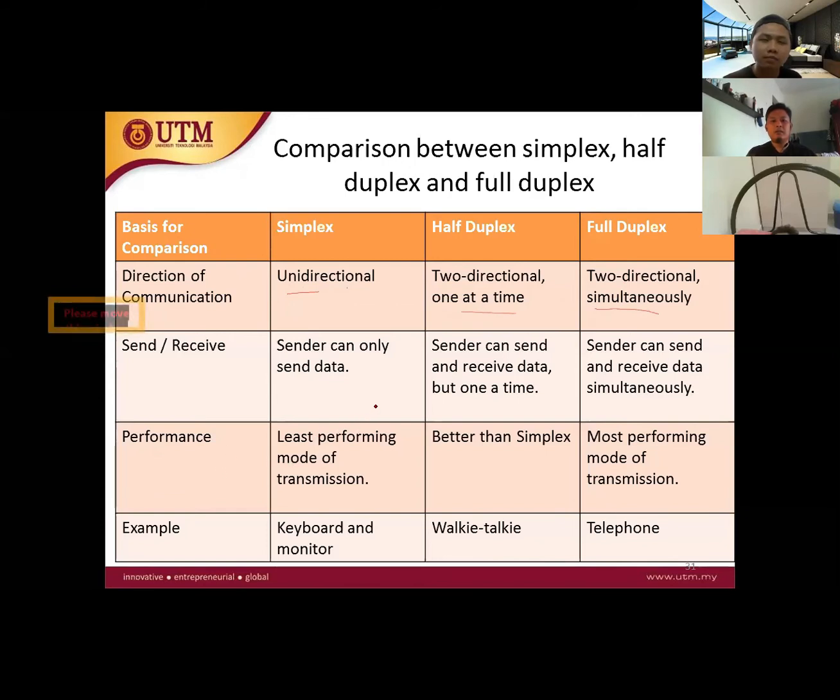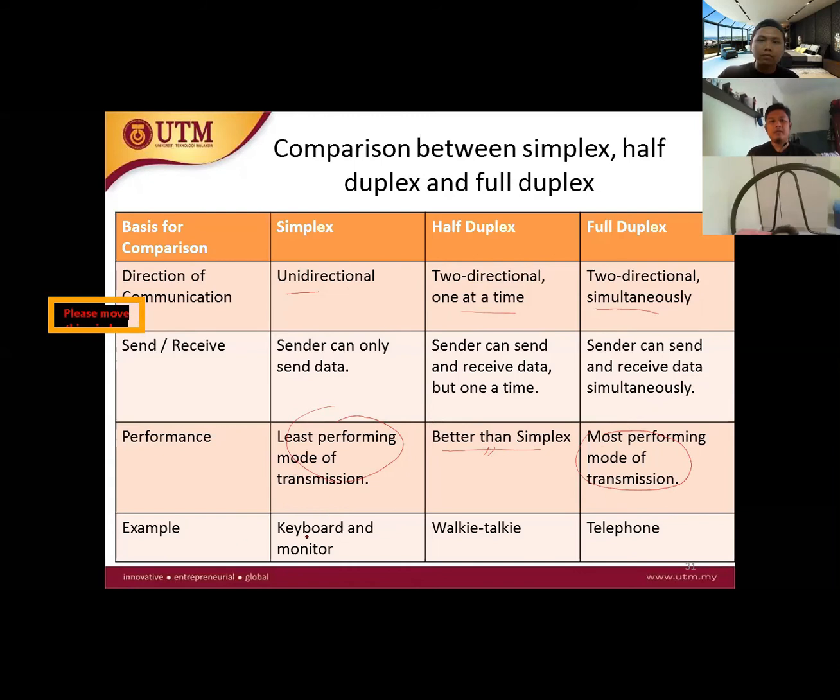Performance: simplex is the lowest performance because the transmitter cannot verify whatever has been sent to the receiver. Most likely the transmitter will not bother to check what is happening on the receiver end. Half duplex has two-way communication, but there is a time constraint. I mean the time for the data to be replied or verified will require some more time. But full duplex is the highest performing mode.